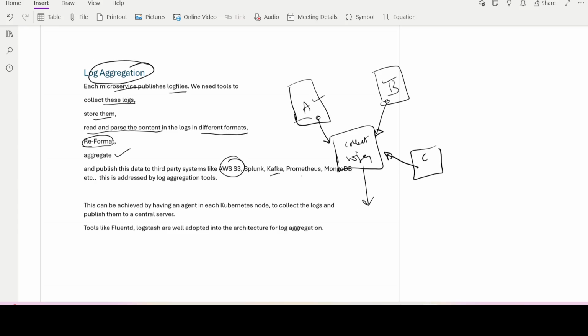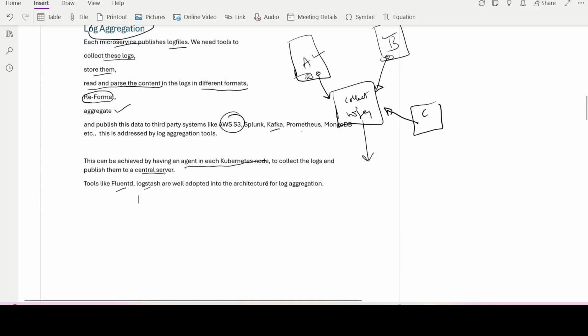So log aggregation talks about these concepts, like publishing the logs, collecting the logs, storing all this data, right? Now this can be achieved by having an agent in each Kubernetes node. For example, we will have an agent which will push the logs, and then these logs are published to the central server. Now there are tools like Fluentd and Logstash. These are all different tools for doing this log aggregation. Okay, so basically what we are saying is, in a microservices world there are multiple microservices. Each of them has log files. We need to collect all of them to a central server and analyze them. So we have tools for that.